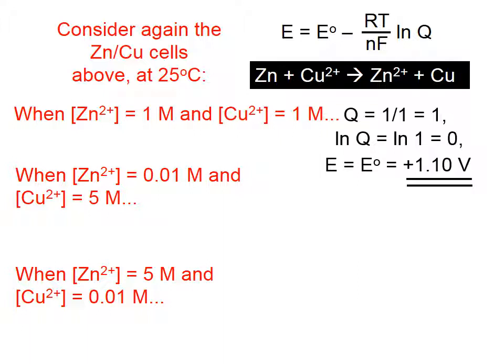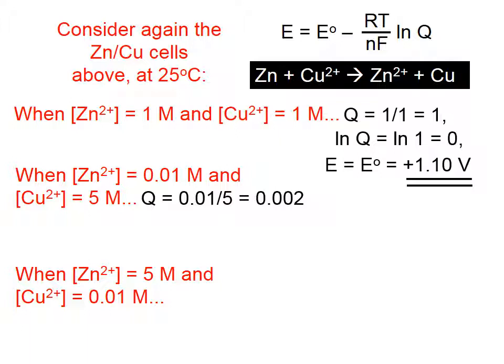What about when the zinc ion concentration is very low and the copper 2 ion concentration is very high? One more time, what would Le Chatelier say? Look at the equation in the upper right. High concentration of this, low concentration of this, strong push to the right. We expect E to be higher than 1.10 volts.